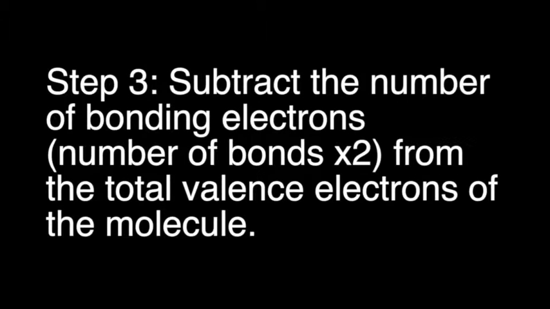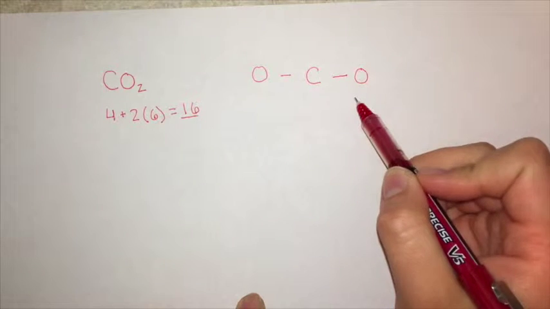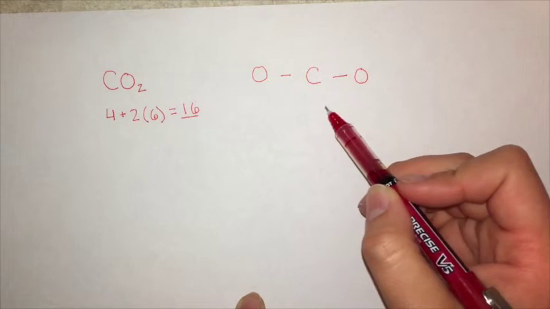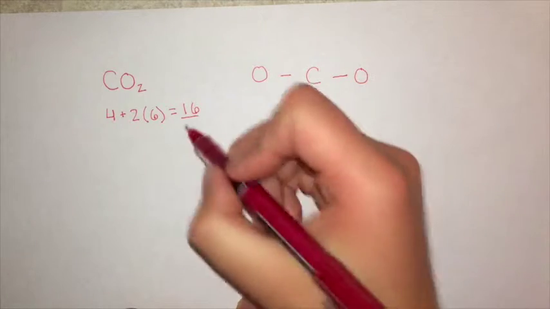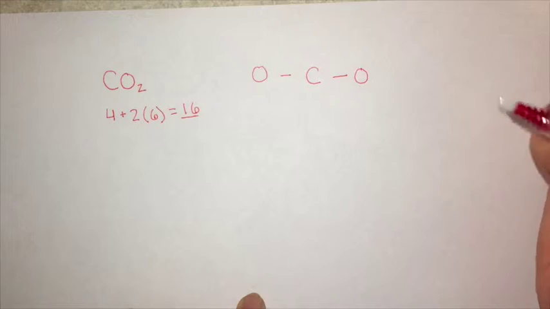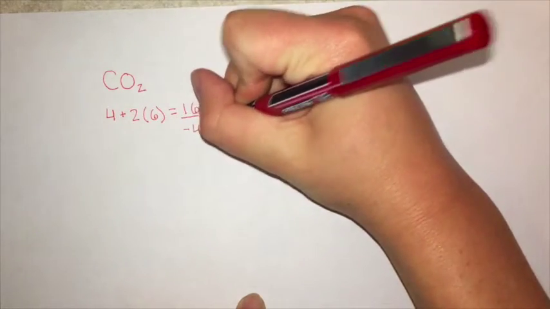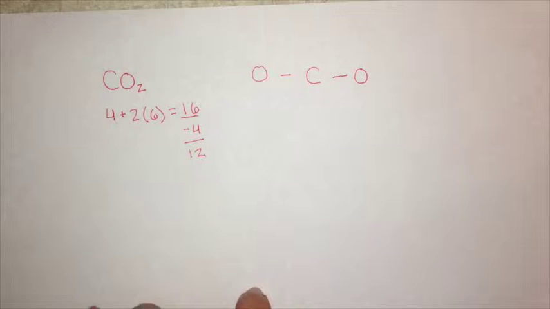Step 3. Subtract the number of bonding electrons, the number of bonds times 2, from the total valence electrons of the molecule. So we have 2 different bonds, and there are 2 valence electrons in each bond. So what we're going to do is subtract 4 from the total amount of valence electrons because we have 4 valence electrons that we've used already. So minus 4. Now we have 12 valence electrons that we can use up.